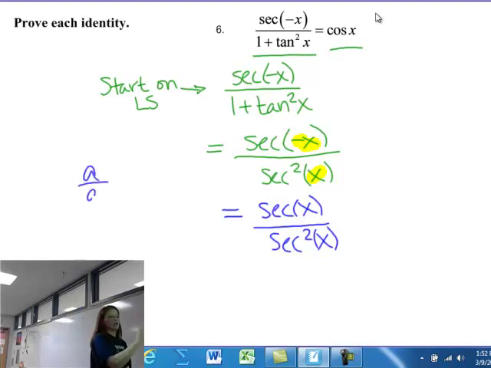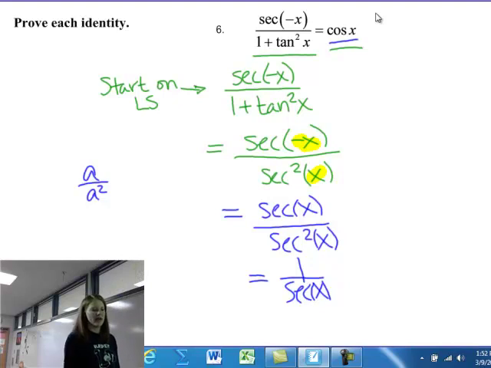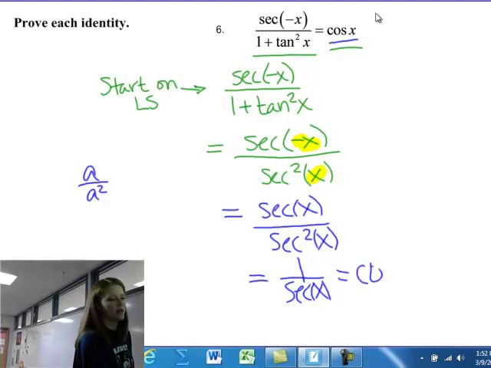That would be like me having a over a squared. Wouldn't that just be 1 over a? So 1 over the secant of x, but it's still a fraction. Well, look at what we want to get when we're done. Oh, okay, so I was trying to get to cosine. Wait a minute, 1 over secant, the reciprocal of that is cosine. We're done. I did it.